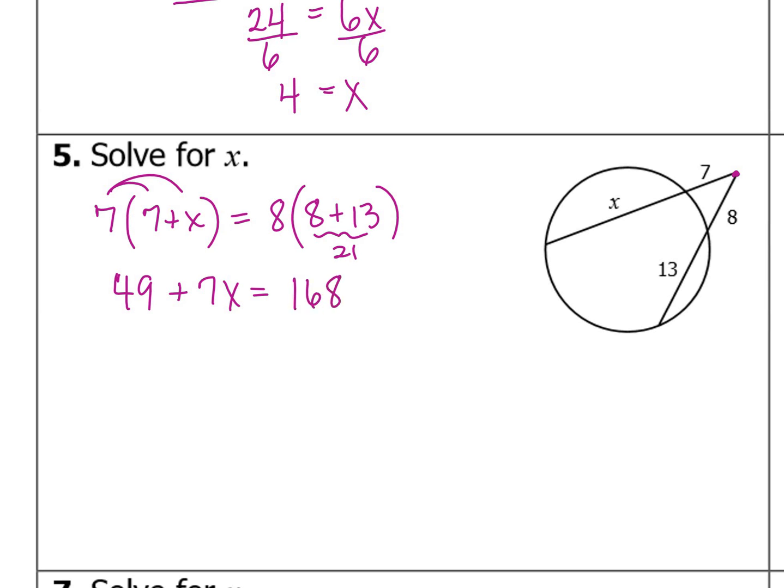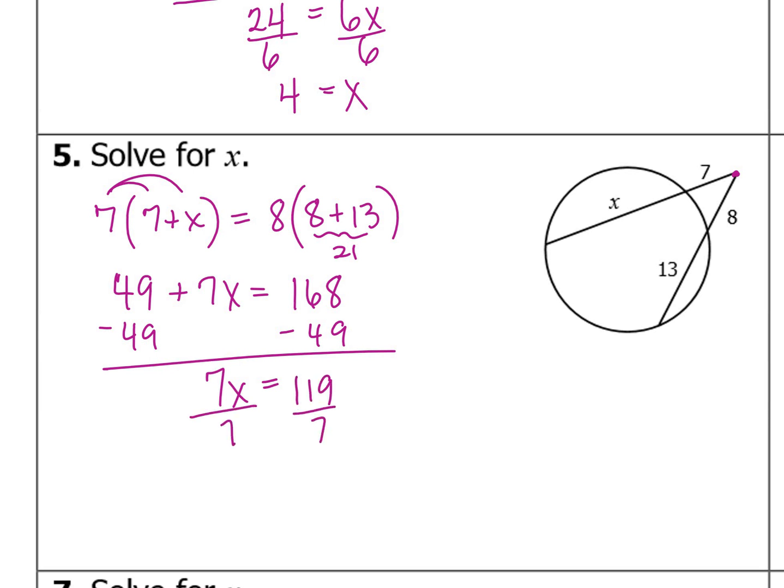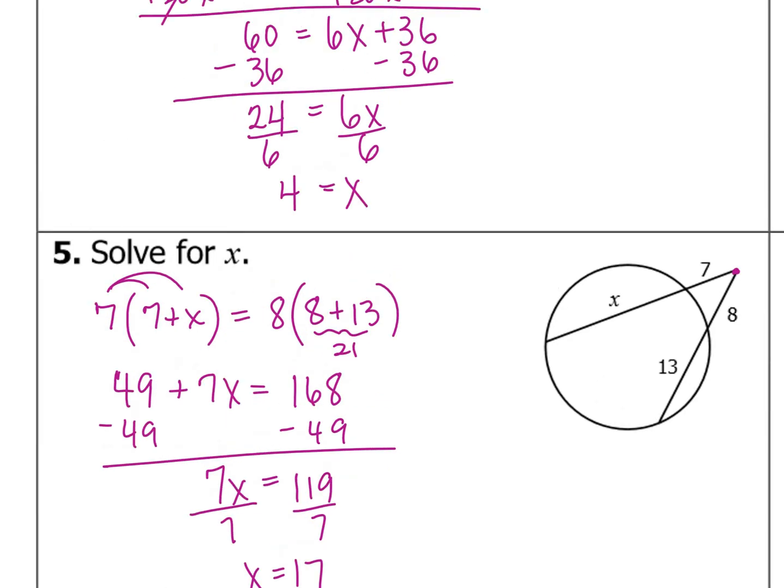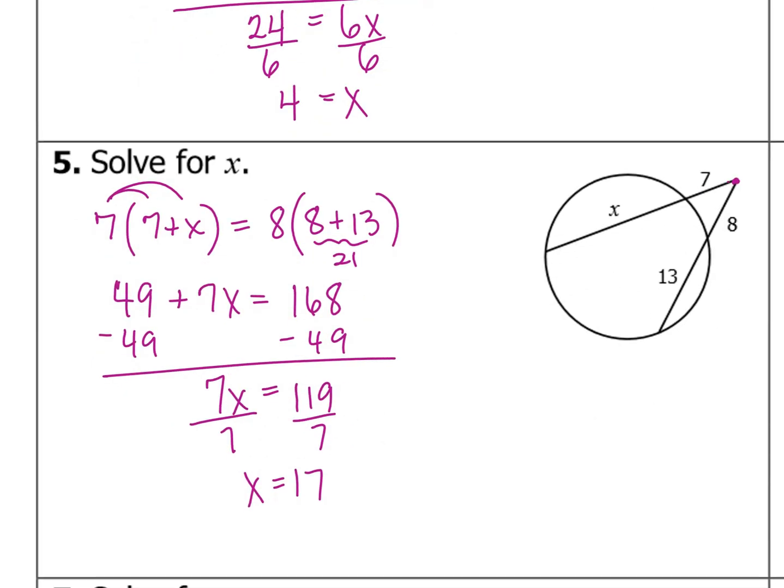All right, so now I'll just solve for x. Subtract 49 on both sides. 7x equals 168 minus 49 is 119. Divide both sides by 7. X equals 17. Okay, so 7 times the sum, 8 times the sum.